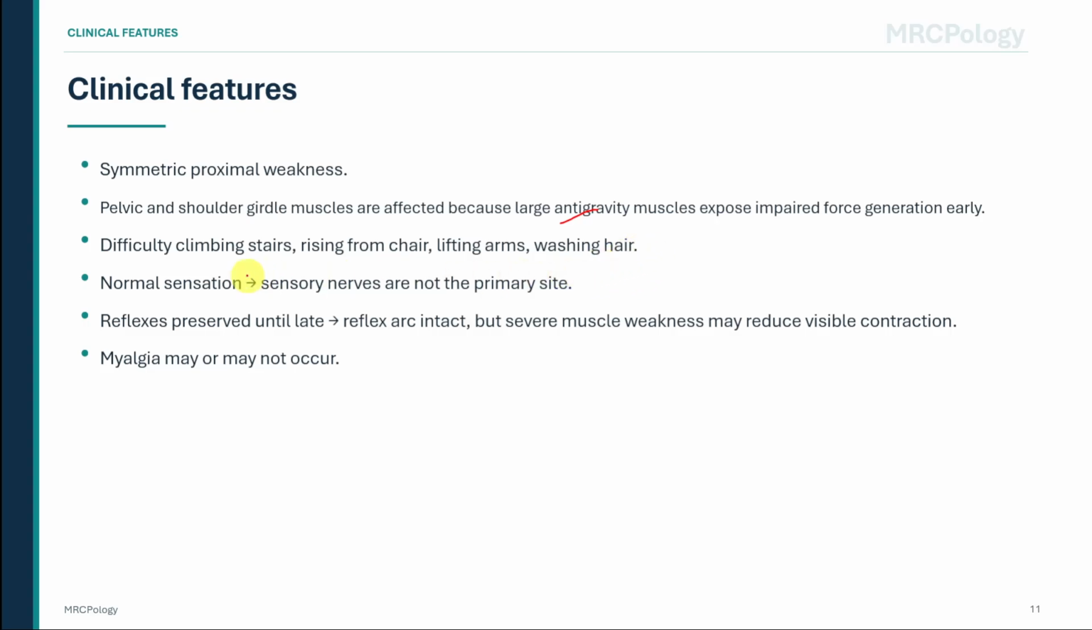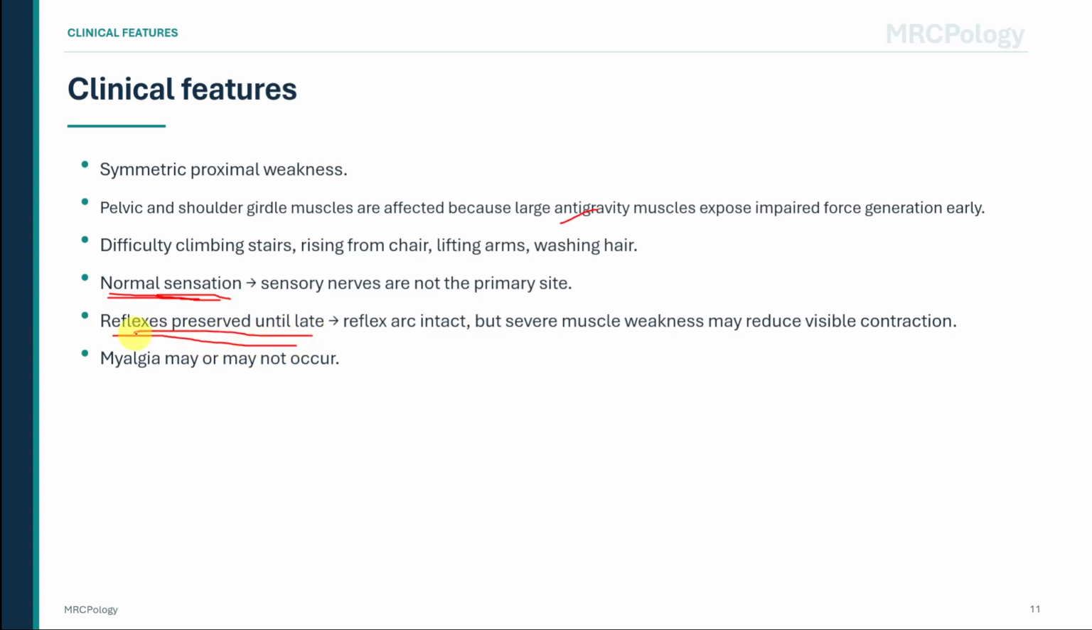Normal sensation is a major localization clue. Ask about numbness, tingling, burning pain, and sensory ataxia. Then examine light touch, pinprick, vibration, and joint position sense as clinically appropriate. Objective sensory loss should make you reconsider a pure myopathy and look for a neuropathy, spinal cord disorder, or combined process. Reflexes are usually preserved until weakness becomes advanced.